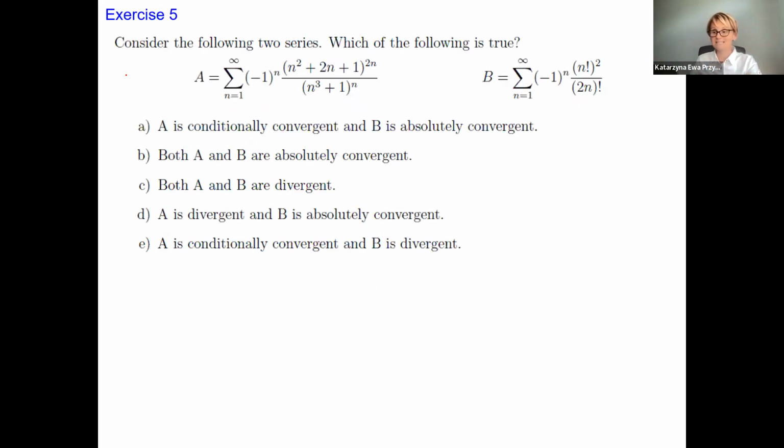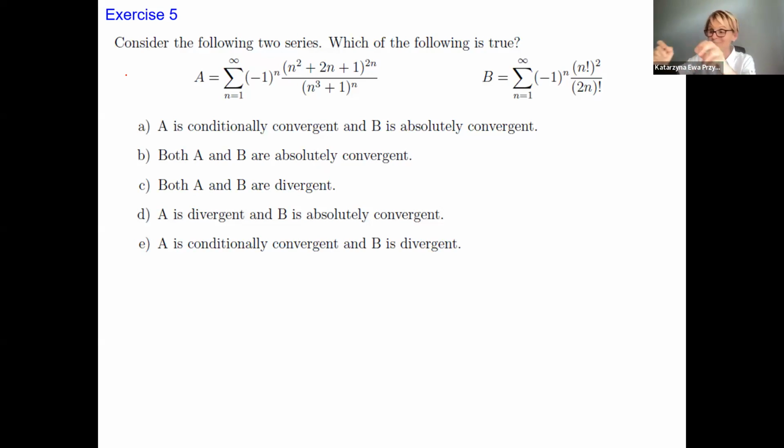Okay, exercise number 5. Oh, longer. Let's try. Okay, we have A and B, 2 formulas. Which one is convergent? Which one is conditionally convergent? Which one is absolutely convergent, divergent? What test will we use for the formula A? Negative 1 to the n, and then quantity.